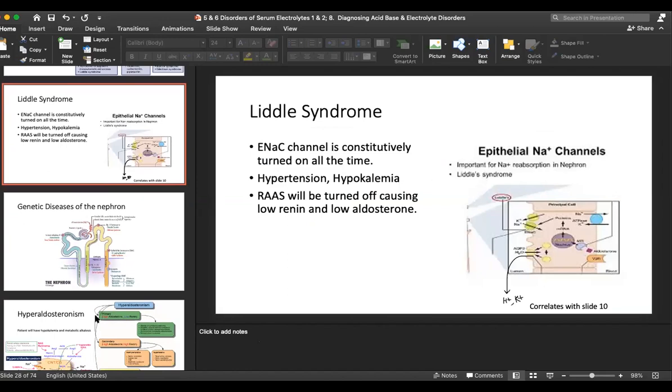Okay, Liddle syndrome. This is at the ENaC channel, and it's where it's constitutively turned on all the time. So this patient is going to have hypertension and hypokalemia, and the RAAS system is going to be turned off. So they'll have low renin and low aldosterone.